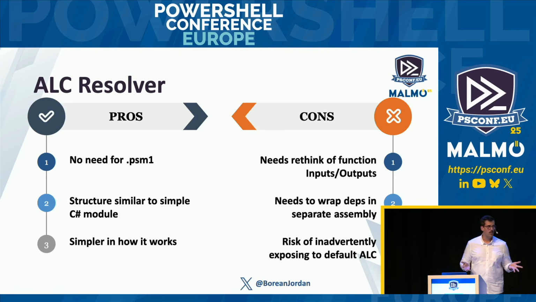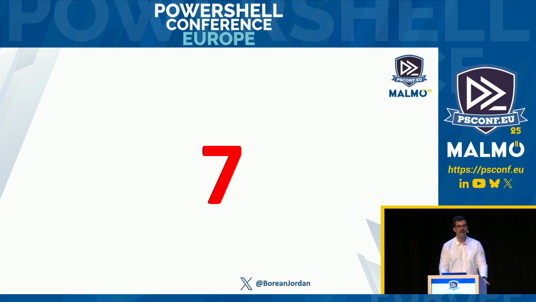The cons, once again, as it's an ALC-based approach, you do need to rethink your inputs and outputs because you cannot access your dependency types through functions or in PowerShell itself. This is not strictly necessary, but you really should wrap your dependencies in another assembly. So that's that private one. If you don't do that, you essentially run the risk of inadvertently exposing those types and then coming back into that problem before, where you have a conflict and a clash potentially with other loaded ones. So essentially, I rate that a 7 out of 10. It's good, you can use it. It's not the one I would recommend, but it's not the end of the world if you go for it.